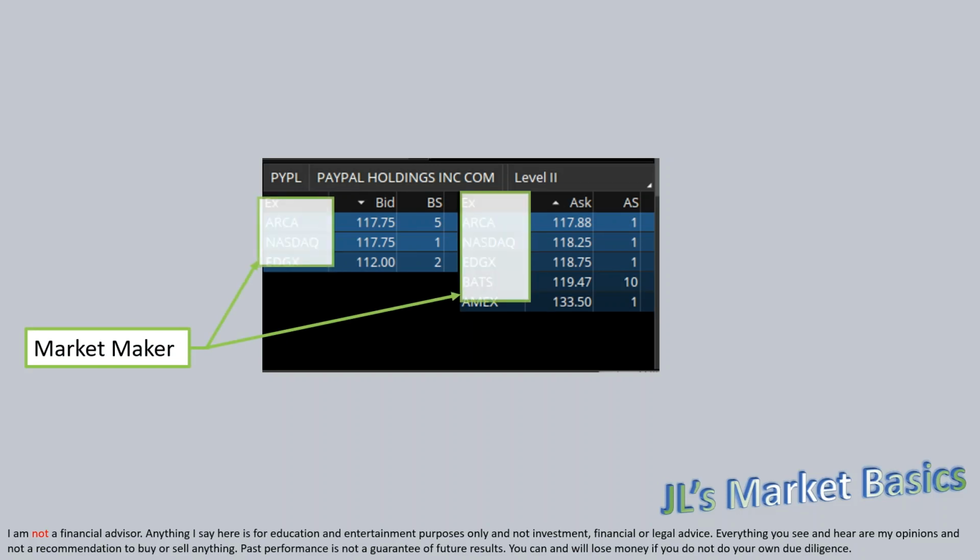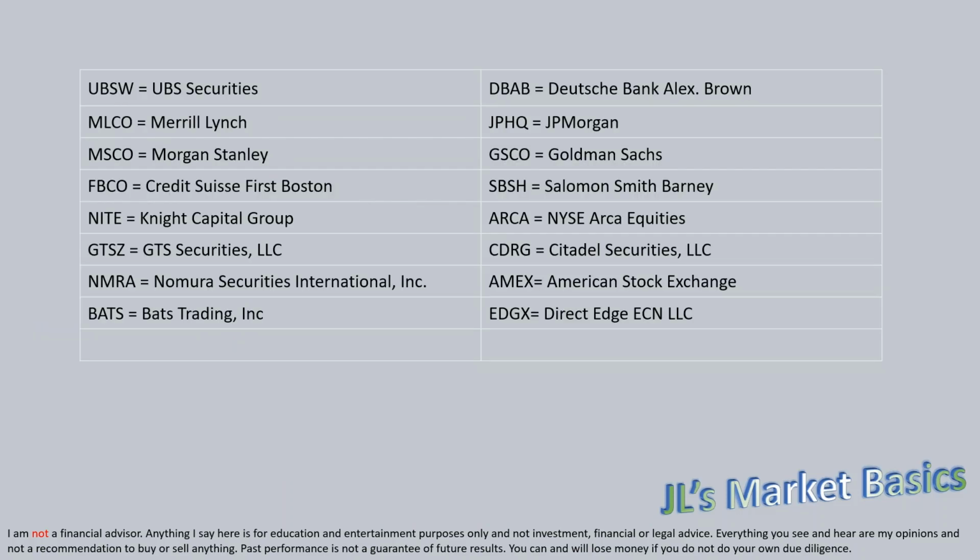Market makers or market participants are identified by their 4-letter ID. These are some of the most common participants in the market. There are hundreds of market makers and participants. Some are wholesalers, retailers, or ECNs.